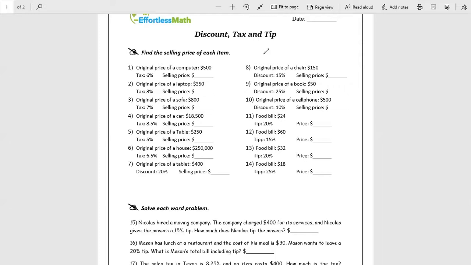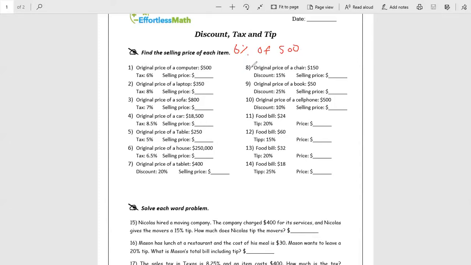They tell us the original price of a computer is $500. The tax on that computer is 6%. So what is the price of the computer selling for? So to do this problem, we start with the $500 and we want to find 6% of that. So we're finding 6% of 500.